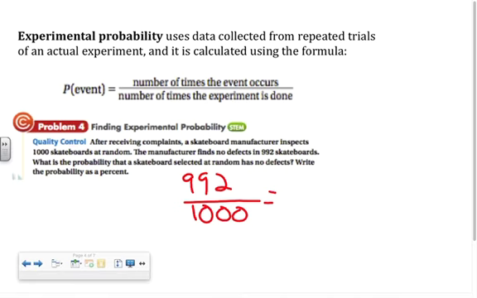So that's kind of a big difference between theoretical probability and experimental probability. When we're doing theoretical probability, you'll find that we are frequently expressing our answer as a fraction, whereas in experimental probability, we're looking at it as a percent. And here my percent would be 99.2%.